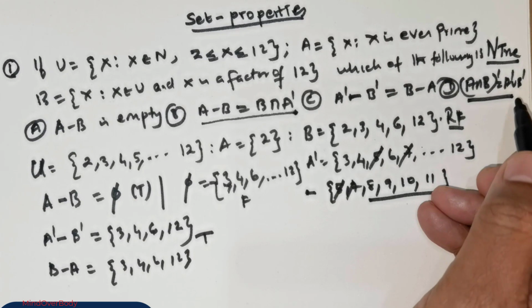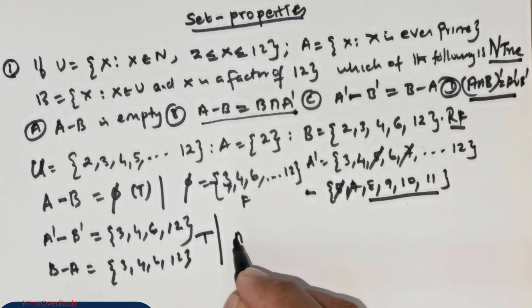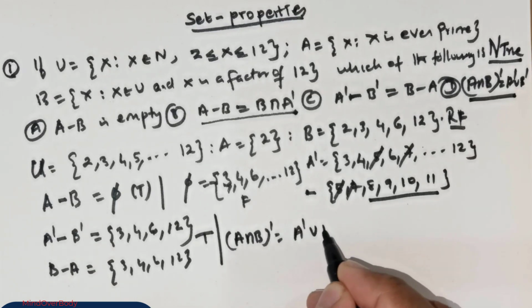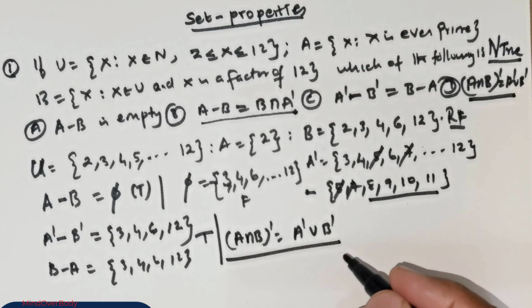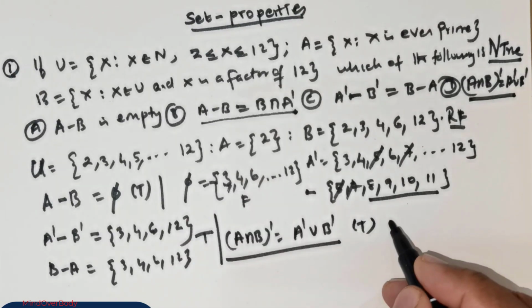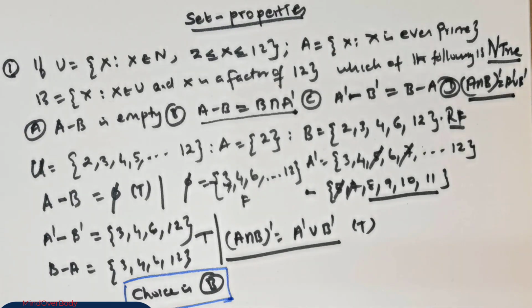This one is actually De Morgan's property, right? So let me state that down. A intersecting B, the whole complement, is equal to A complement union B complement. This is the De Morgan's property. It will always be true. So the choice that we need to get here is, the choice is B, and that is the solution for this particular question. It's a lovely question. We move on to the next one.